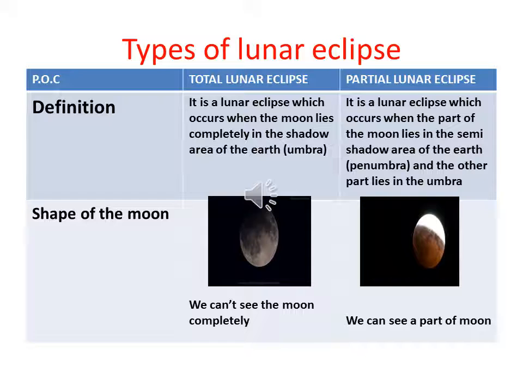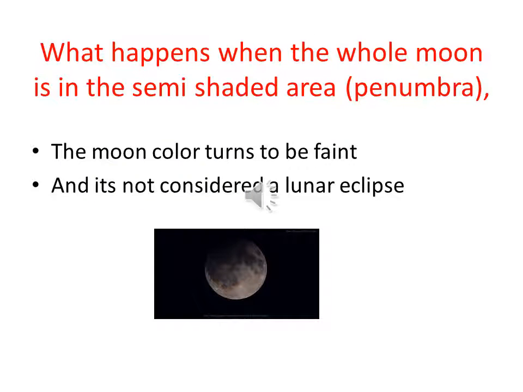But in partial lunar eclipse, part of the Moon lies in the semi-shadow area. This part we can see, and another part which lies in the shadow area or umbra area, we can't see. So it's called partial lunar eclipse because, as you can see in the figure, we can see a part of the Moon and we can't see the other part. So we have only two types of lunar eclipse, total and partial.